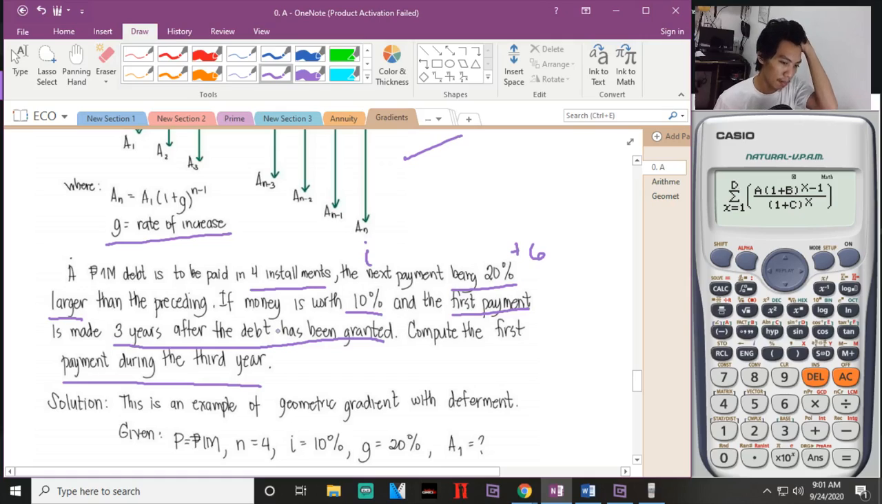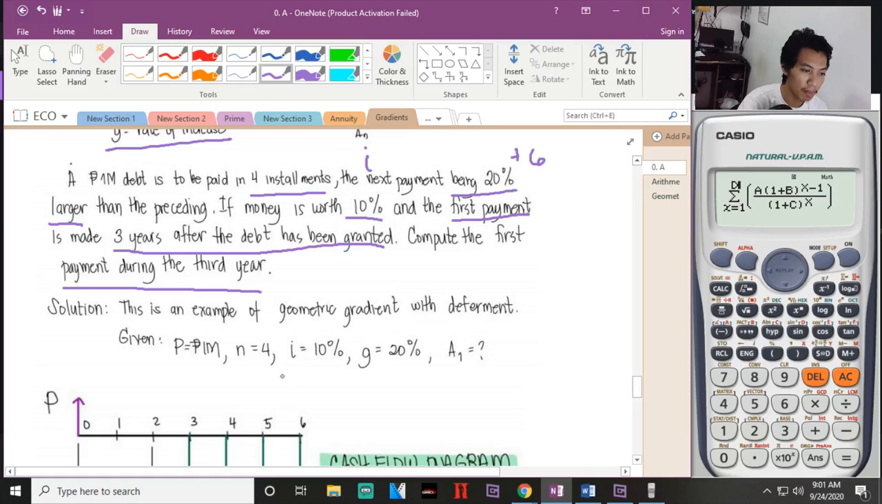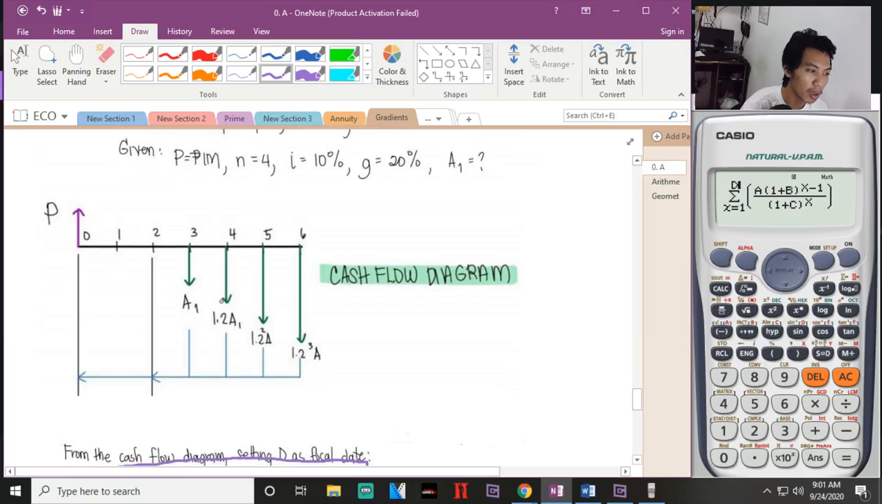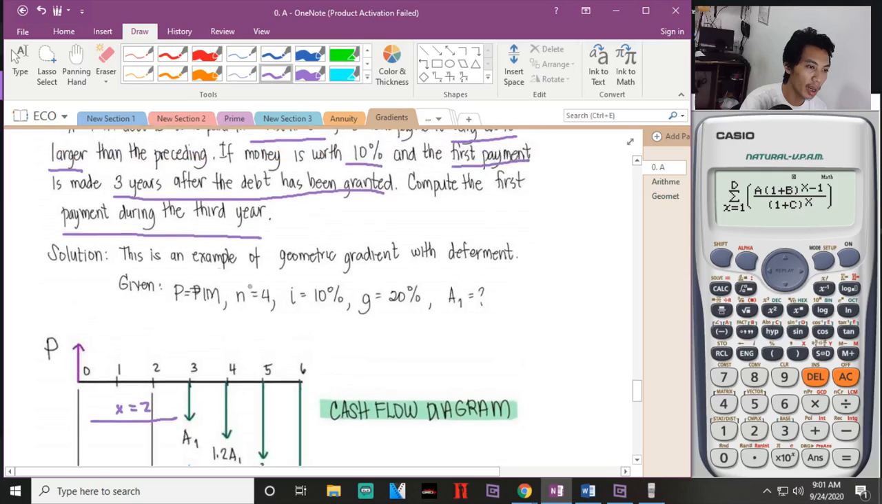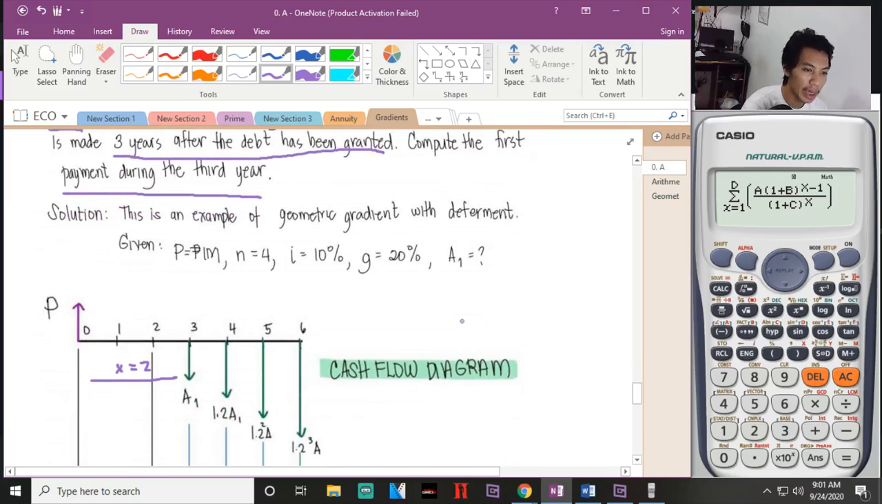Ang hirap! With deferment. Ibig sabihin, meron kang present worth, pero deferred ka ng ilang year. Tignan mo yung cash flow mo. Nag-defer ka ng 3 taon. Ibig sabihin, the deferred period is 2. Okay? Ang hinahanap dito, the first payment, A1.